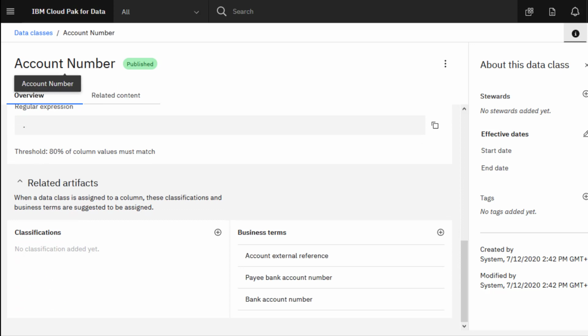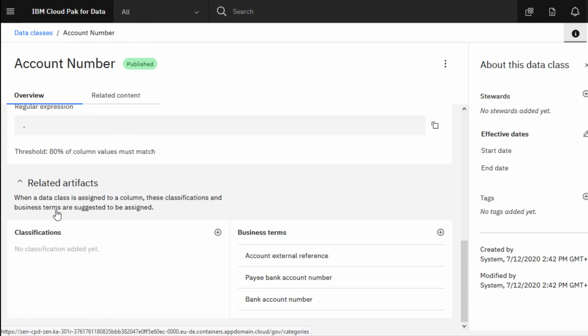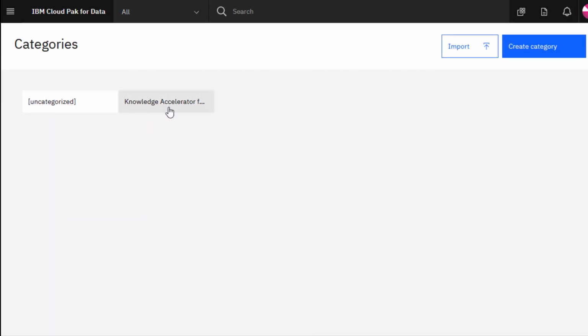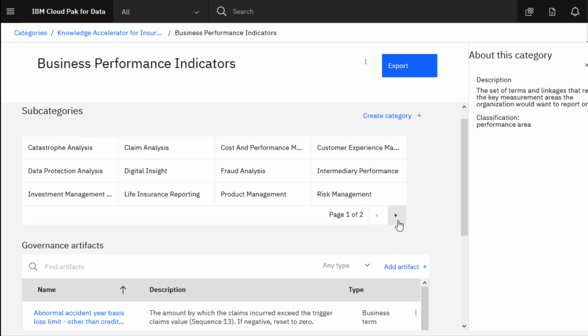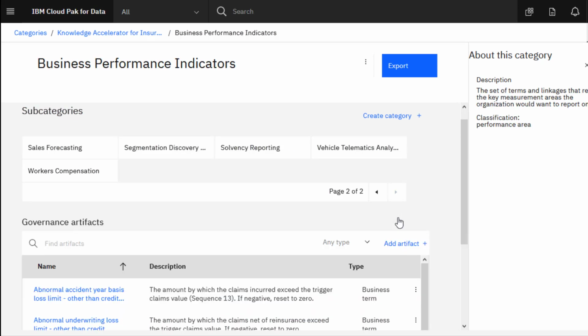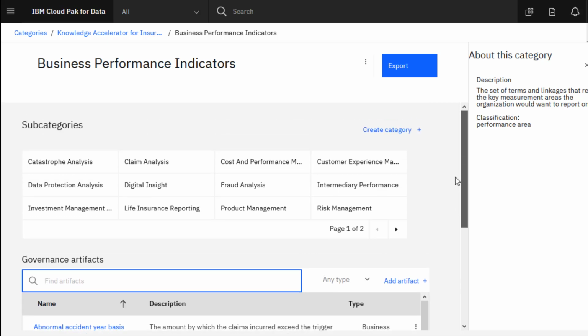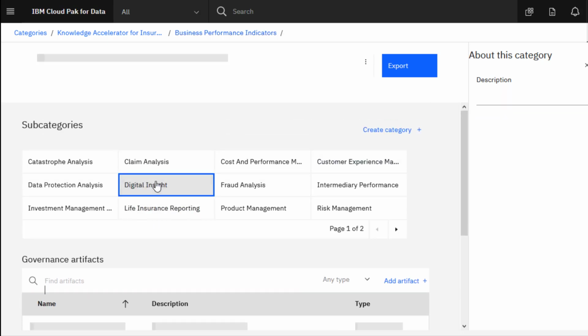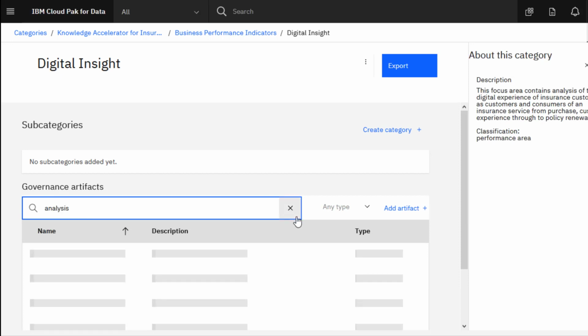Let's now look at the business performance indicators. There are 17 top-level performance areas covering a variety of different information needs. The over 5,000 measures are also included in performance analysis groups to document specific reporting requirements. Let's now look at one of those performance analysis terms, the digital renewal analysis term.